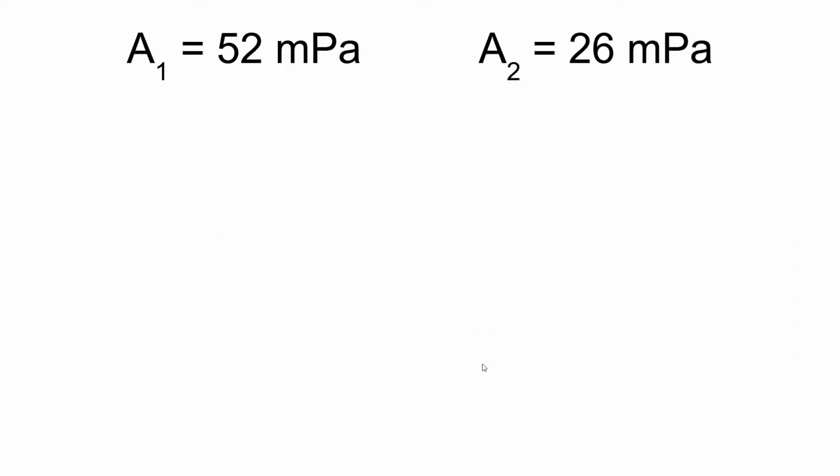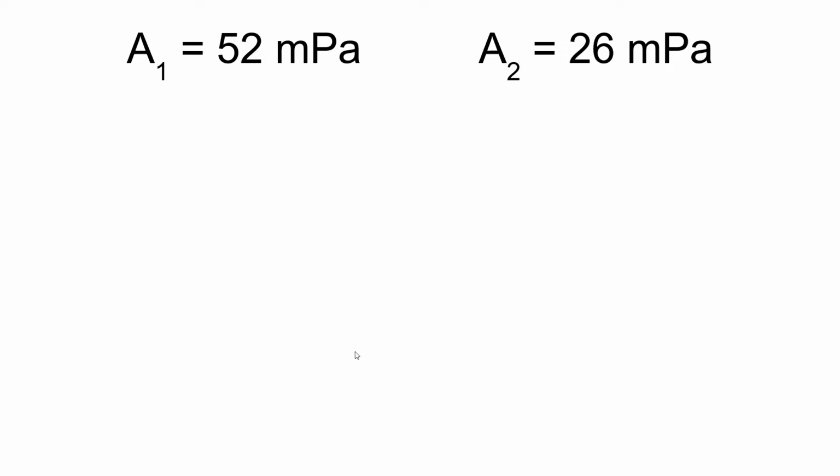Now, what if we take some values that are more likely to be encountered in something like speech? So we have amplitude 1 is 52 millipascals, amplitude 2 is 26 millipascals. And we're going to have a bit of fun here.